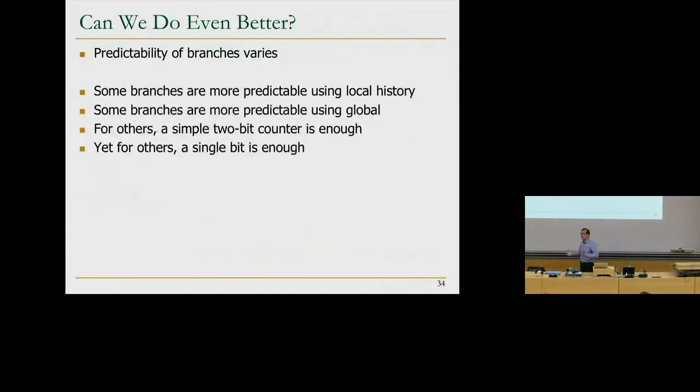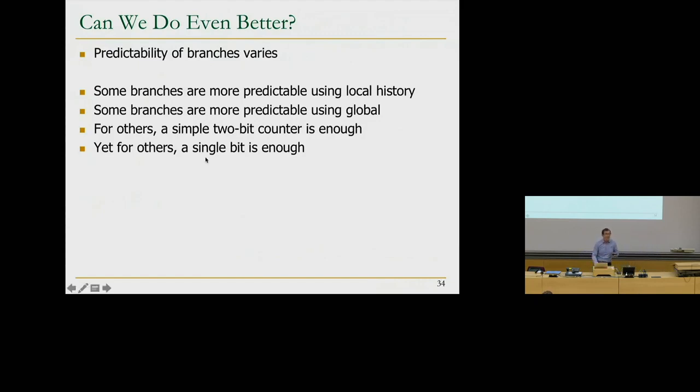The question is always, can we do even better? It turns out prediction accuracy goes up to 90% or so on many programs after you use this 2-level history registers. But people have figured out that you can do even better because predictability of branches actually varies. Some branches are more predictable using local history because they may be loop branches that can fit into this history. Some branches are more predictable using global history because they may be branches that are very much correlated with other branches that are executing in the program.